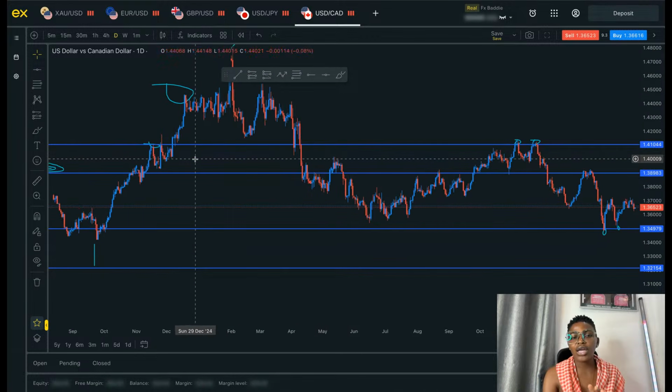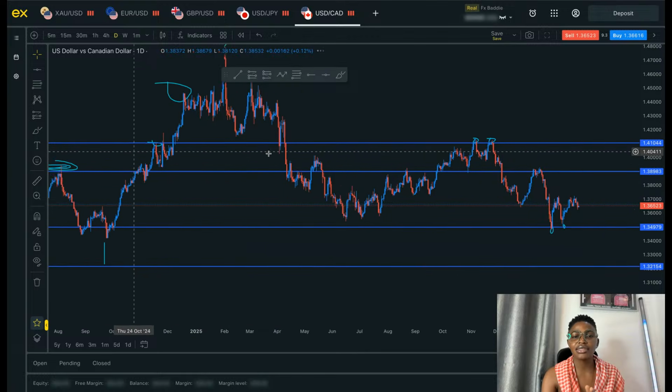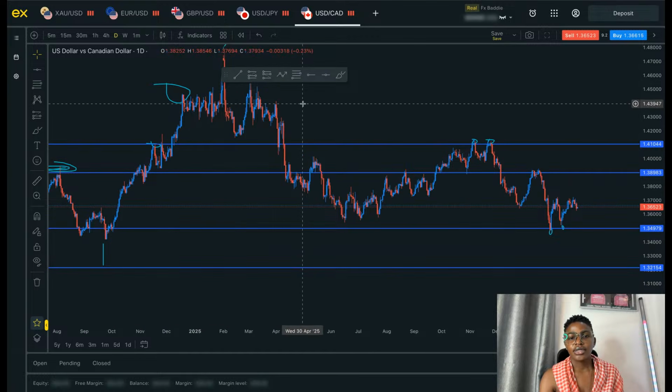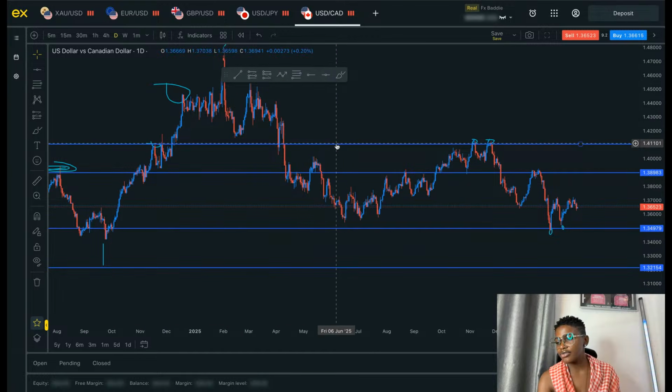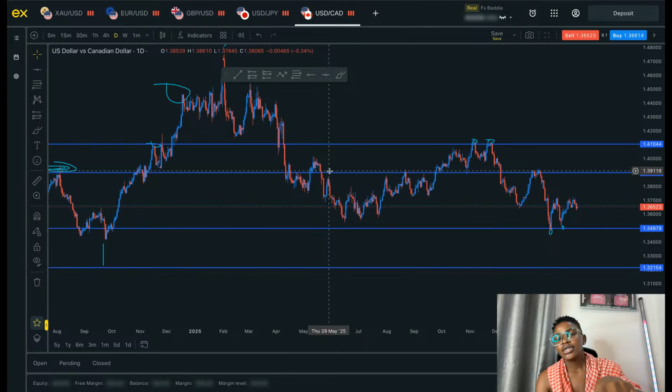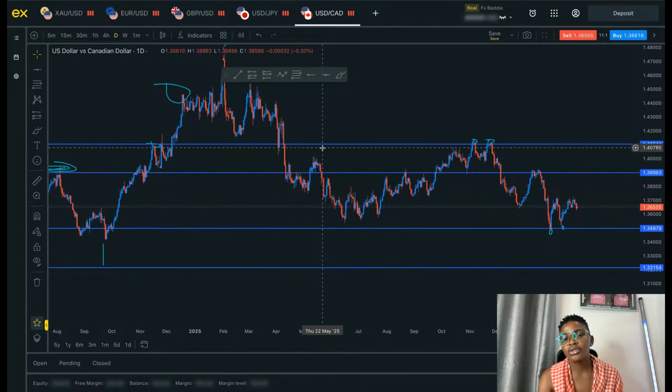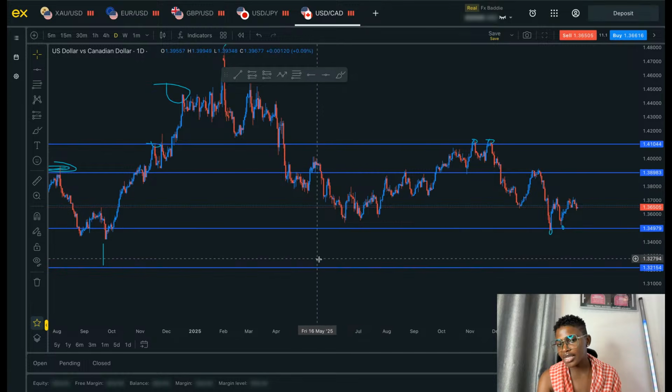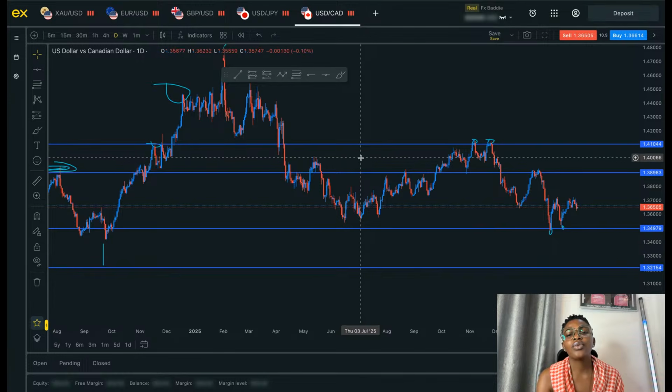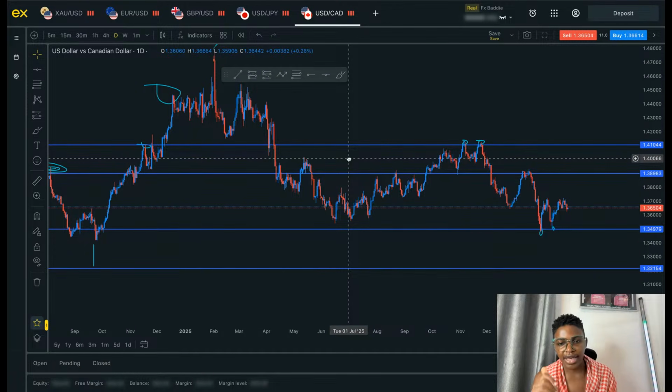Now, what can we observe on this daily time frame? This is a resistance level, this is a support level. So the highest level is a resistance level, the level beneath it is the support level. So resistance, support, resistance, support, resistance, support. Simple.